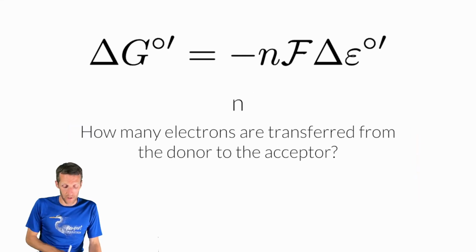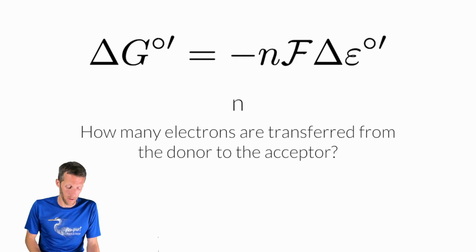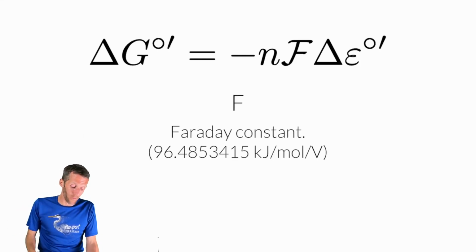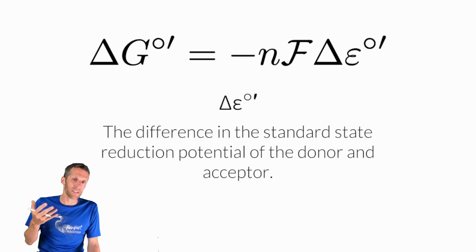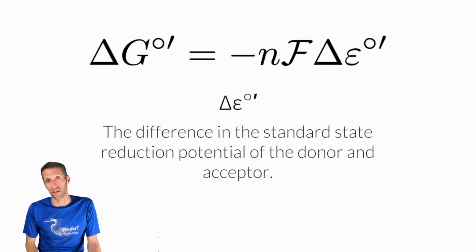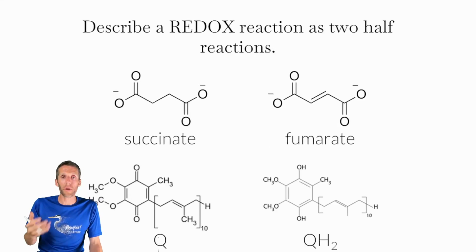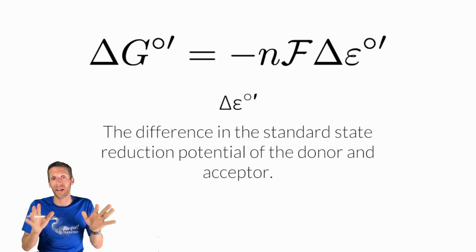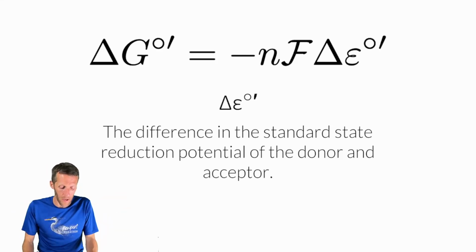The terms in this equation are N, which is how many electrons are transferred from the donor to the acceptor. F, which is the Faraday constant, so it's a constant. It's 96.485, etc., kilojoules per mole volt. And then this delta epsilon thing, which is the difference in the standard state reduction potential of the donor and the acceptor. Okay, so to unpack that equation, I should say here, don't worry, we're going to explain what a standard state reduction potential is in a second if that's not something that's just, oh yeah, I know what that is.